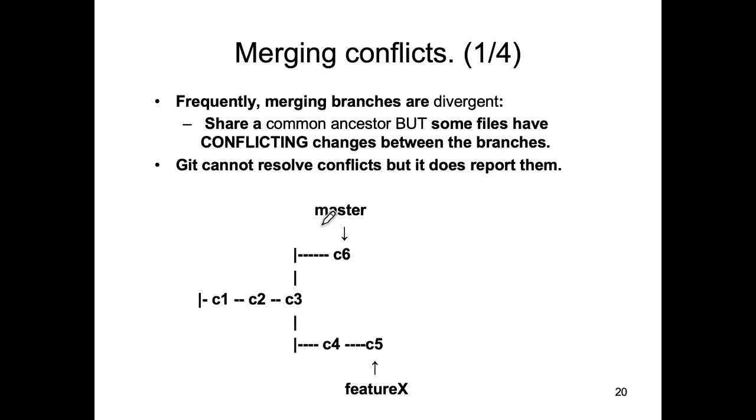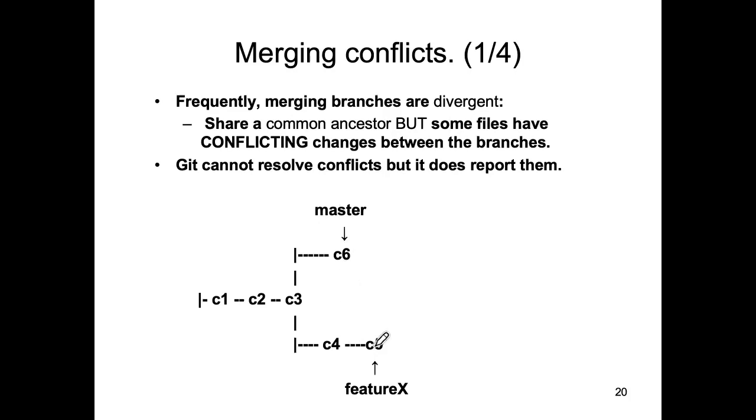So this is where we're at. Master is pointing at C6. I've just removed bug Y from the screen just for clarity. And we still got this branch down here. And let's say we do want to merge this branch into the master.